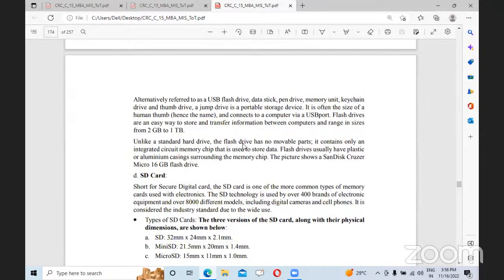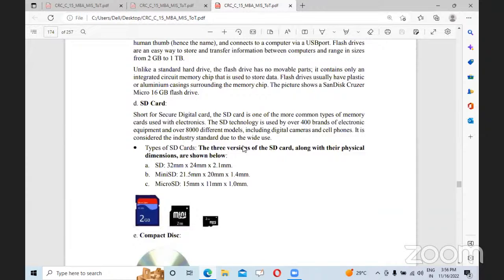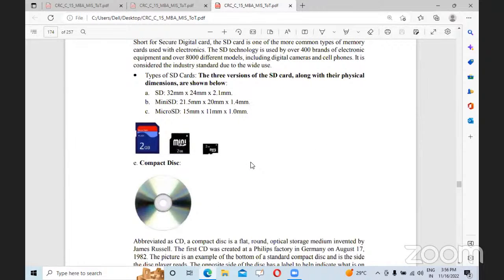Next one is the SD card, short for secure digital card. An SD card is one of the more common types of memory cards used with electronics. The SD technology is used by over 400 brands of electronic equipment and over 8,000 different models, including digital cameras and cell phones. It is considered the industry standard due to its wide use. Types of SD cards: the three versions of SD card, along with their physical dimensions, are SD 32 x 24 x 2.1, mini SD 21.5 x 20 x 1.4, and micro SD 15 x 11 x 1.0.